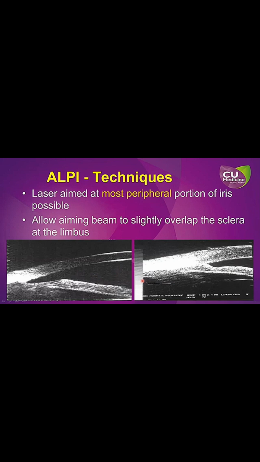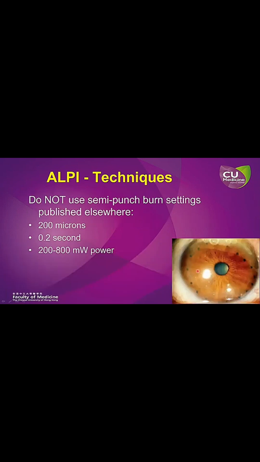One of the most common reasons for ALPI not to work is because it is being applied not peripherally enough. On the left-hand side here, you see a very effective ALPI opening up a drainage angle, whereas on the right-hand side, the laser spot here is applied too centrally, too near to the pupil. And so the iris stromal contraction induced by the ALPI is not being placed at the right position to open up the drainage angle. This is by far the commonest reason why ALPI sometimes does not work.